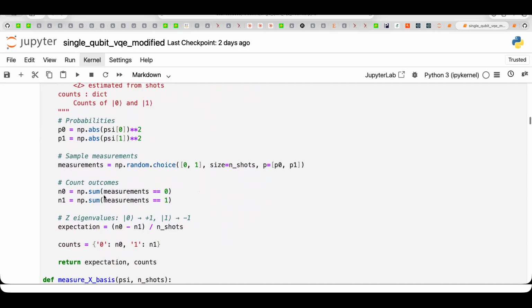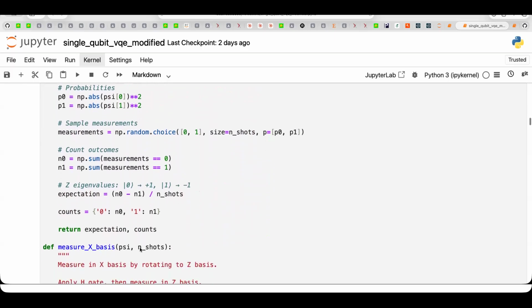And then I simply count the outcomes. My expectation value is simply the number of times I measure 0 minus the number of times I measure 1, divided by the number of shots. This is essentially the way we are going to set up these calculations, and that returns the expectation as a function of the number of counts.